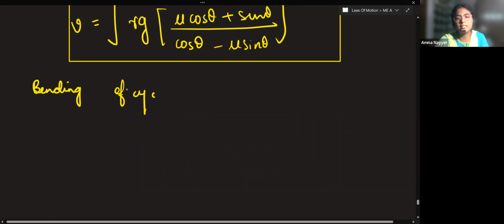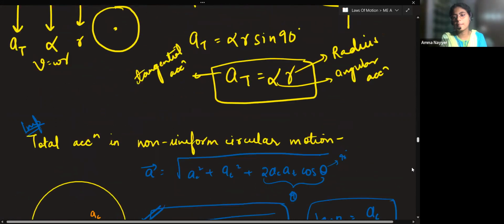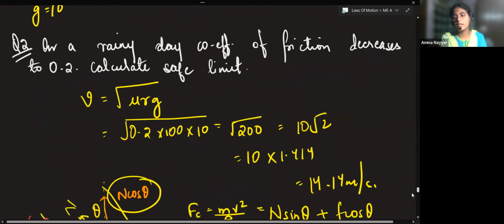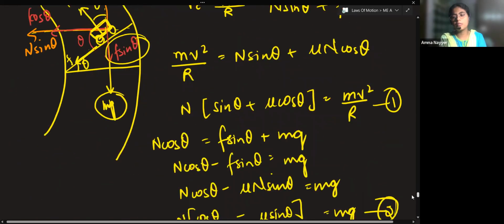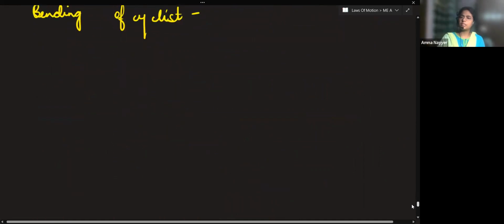Bending of cyclist. You just have to remember which component will provide you the centripetal force. Once you are aware of which component will provide you the centripetal force, derivation becomes easier.